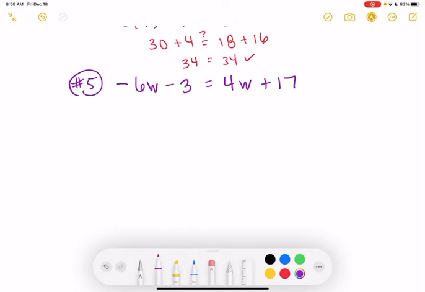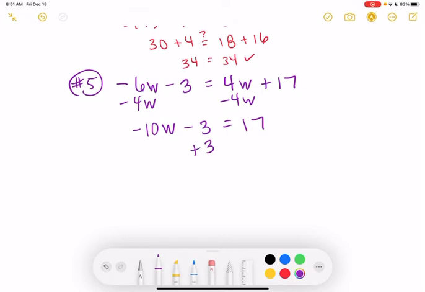I'm just going to go with the way I typically see students do it in class. Most students like to see that variable on the left side. So even though that's not my personal preference, it does work out. And since most of my students like to do it that way, I will do the same. So I will subtract the 4w from both sides, and I will get -10w minus 3 equals 17.